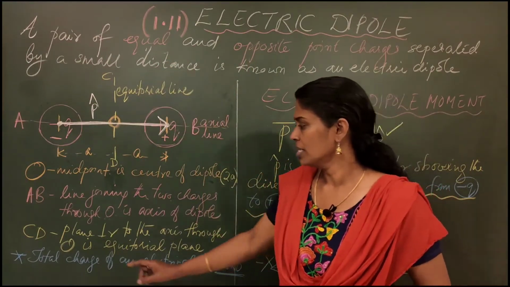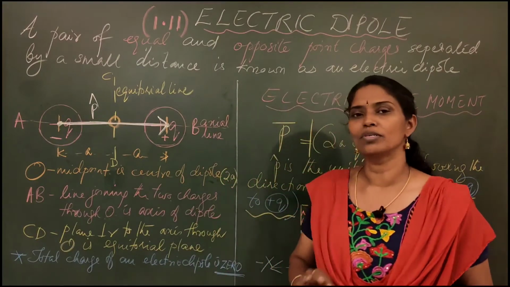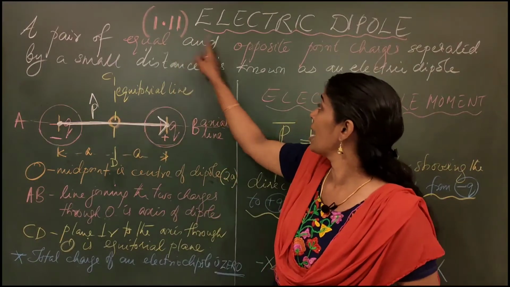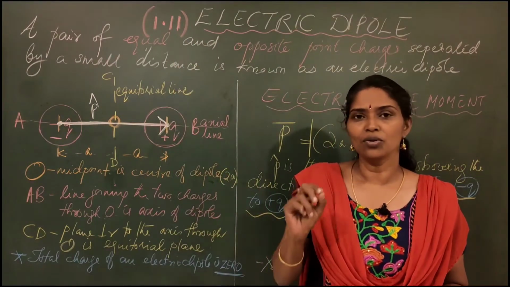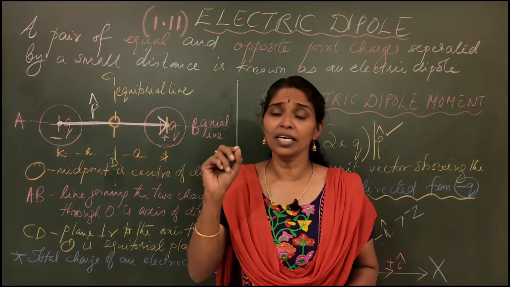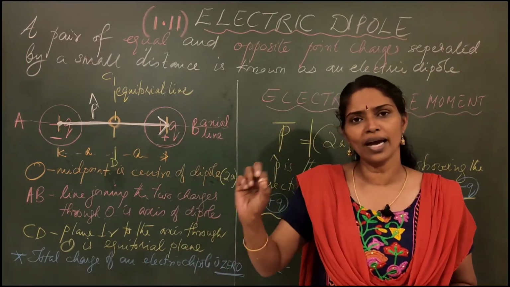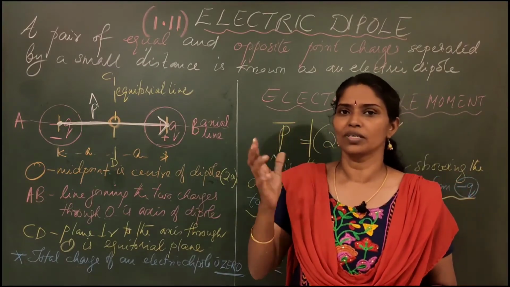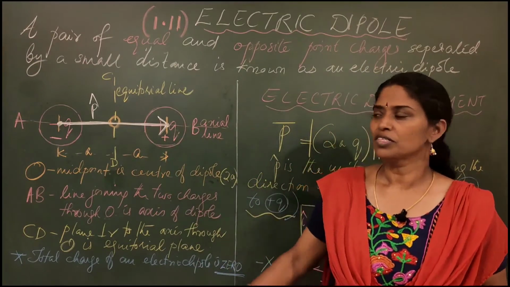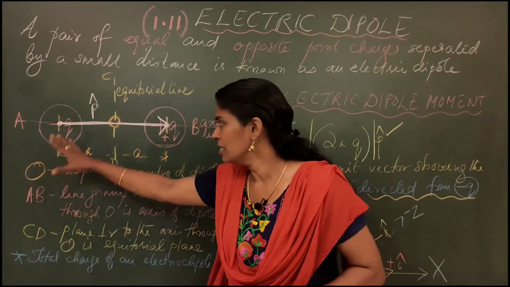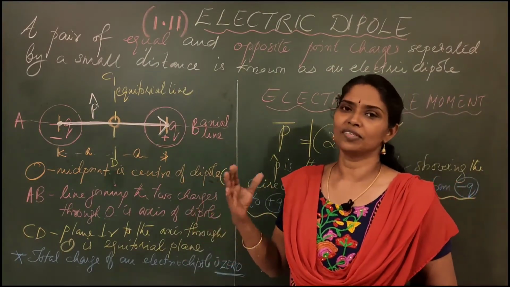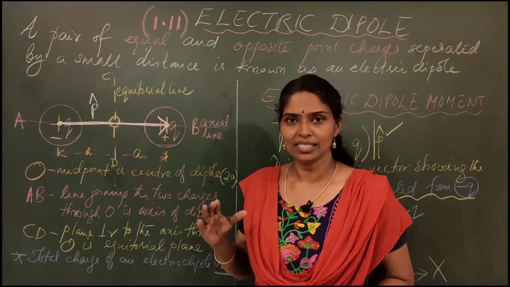Now one more thing, the total charge of an electric dipole is absolutely zero because you have equal and opposite charges, and you know the additive property of charge. You just add like a scalar. Plus 5 minus 5 goes to 0. Similarly, plus q minus q goes to 0. So this is a basic idea regarding electric dipole. We need this for all our further classes. So that is electric dipole.